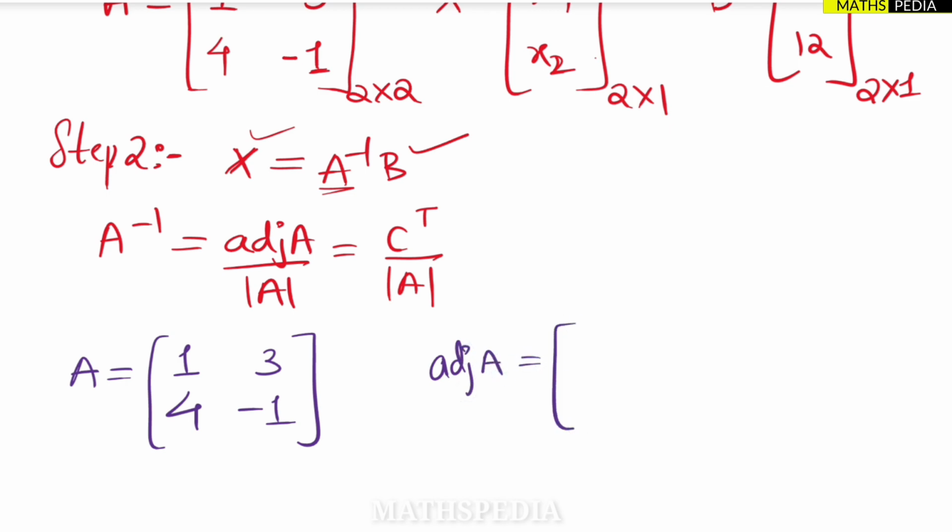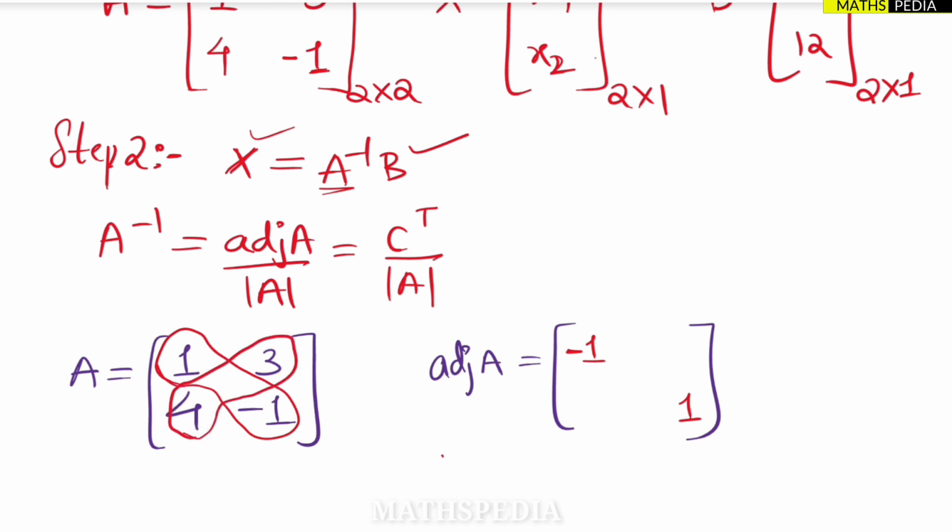The simple way is to interchange the diagonal elements. That means these two are the diagonal elements we have to interchange, so it will be minus 1 and 1. For the non-diagonal elements, change the sign. If it is positive, change it to negative. If it is negative, change it to positive. So it will be minus 3 and minus 4. Don't interchange those. Only the diagonal elements have to be interchanged. For non-diagonal elements, just change the sign: positive means negative, negative means positive. So this is the adjoint for 2 cross 2. A very simple method. No need to go for cofactor transpose and all.